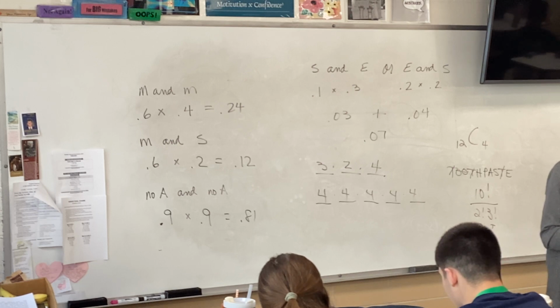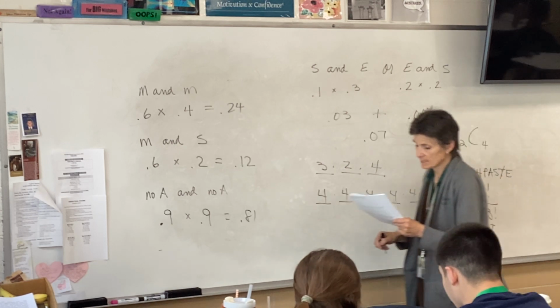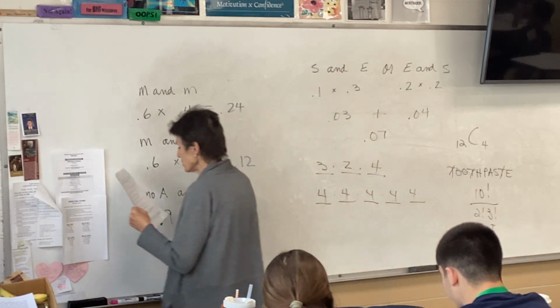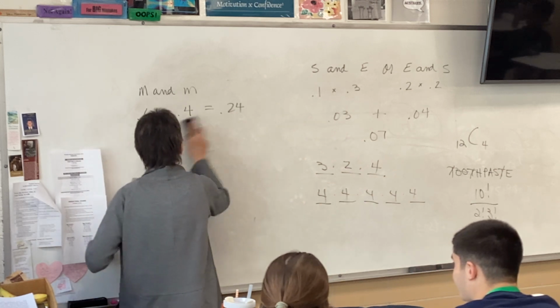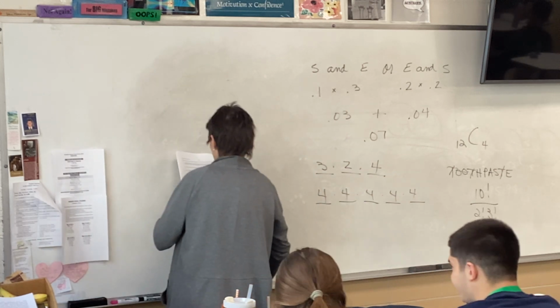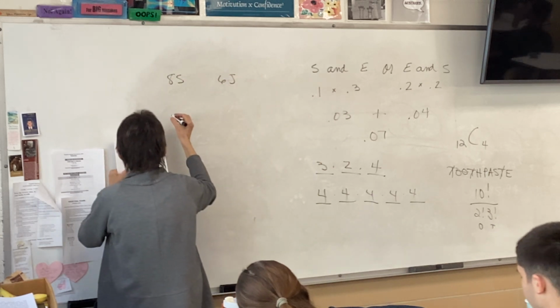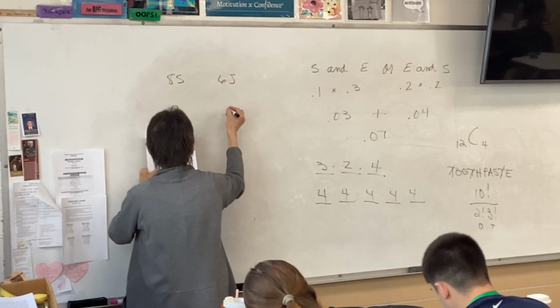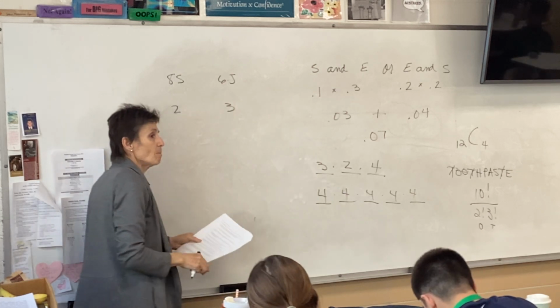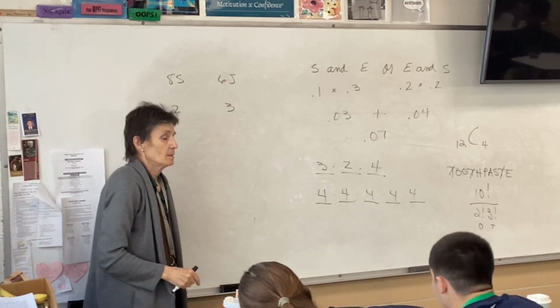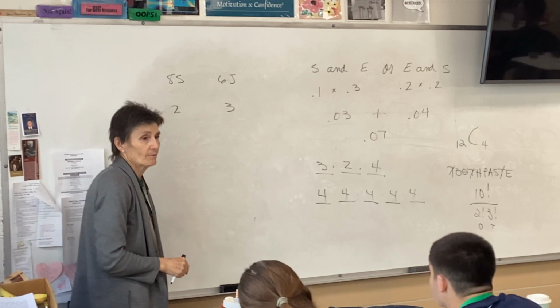How many teams consisting of 2 seniors and 3 juniors can be formed from a group of 8 seniors, 6 juniors? I am picking 2 of these and 3 of these. How many teams can I have?